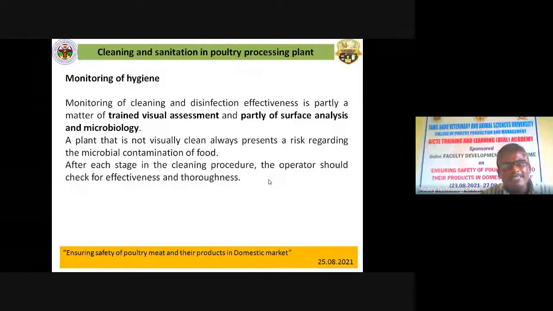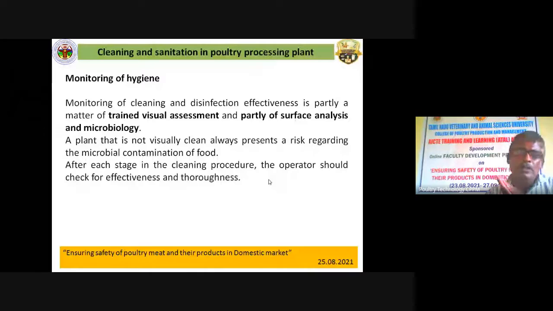Otherwise, we may think that a particular food contact surface is visually, microbiologically and chemically clean, but in reality it won't be. So to monitor hygiene in a food processing plant, we have to go for trained visual assessment, or we can depend on surface analysis and microbiology. A plant which is visually clean is not necessarily microbiologically or chemically clean. This is a proverb in any food processing plant.